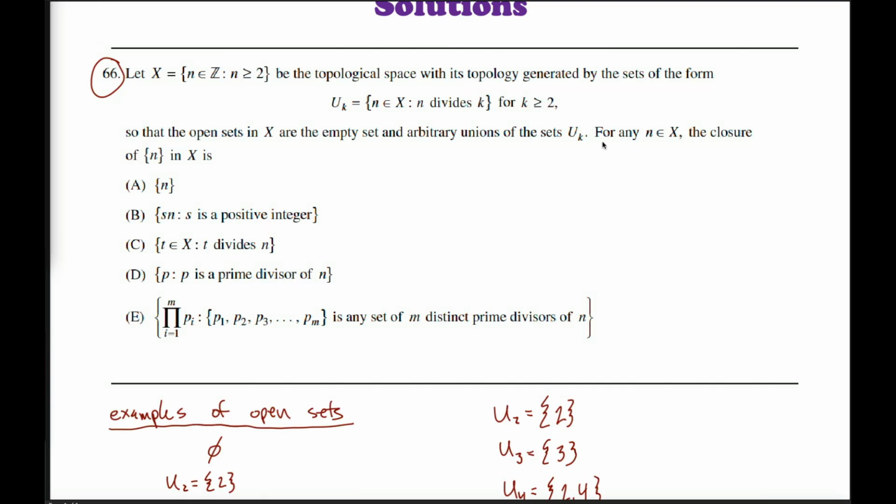Okay, so now that we kind of understand this topology, we can get to the question. What the question asks is for any element in this space, for any integer greater than or equal to 2, what is the closure of the set containing that element? I guess to answer that, you need to be comfortable with this idea of closure. Lots of different ways you can think about closure.